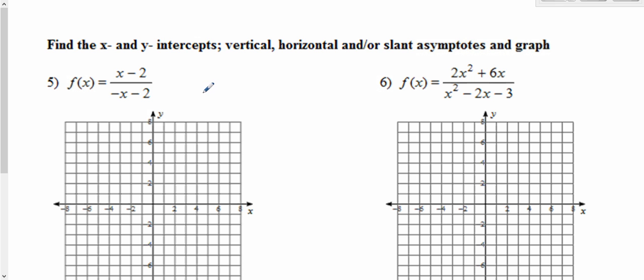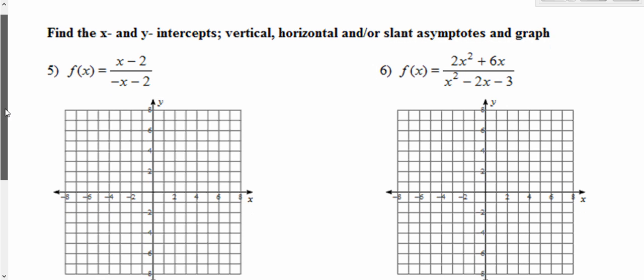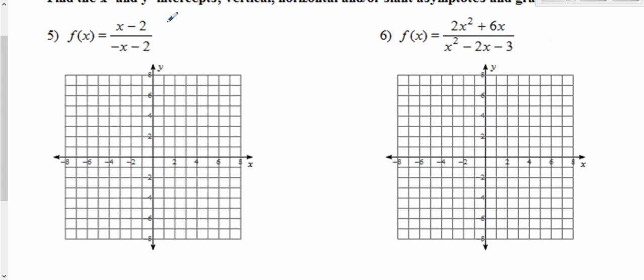For 4.5 test review number 5 and 6, we are doing the same thing we did for 1 through 4, but then we have to actually put them on the graph. So let's go ahead and look at number 5. What we want to do is go ahead and factor this. For the numerator, you're just going to leave as x minus 2. The denominator, you could leave it if you really want to, or you could factor out the negative 1 and get x plus 2.